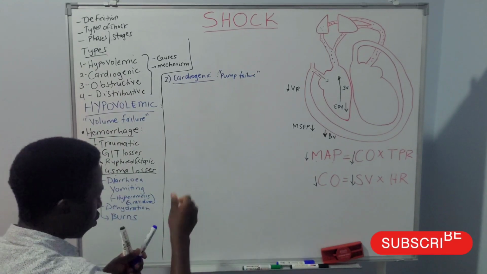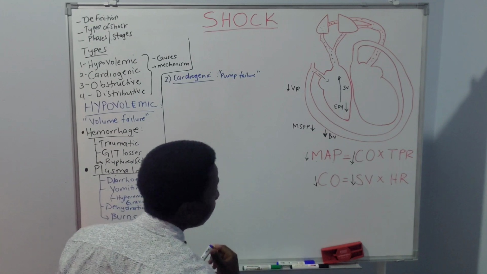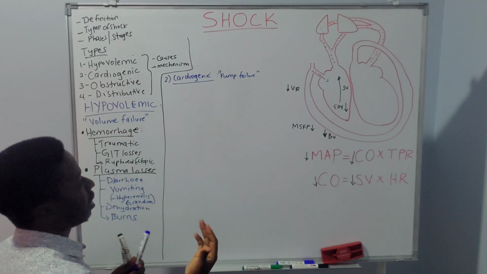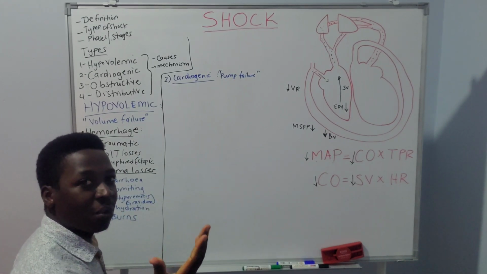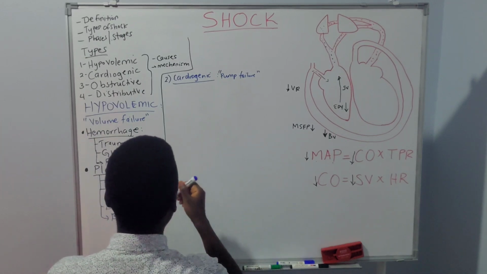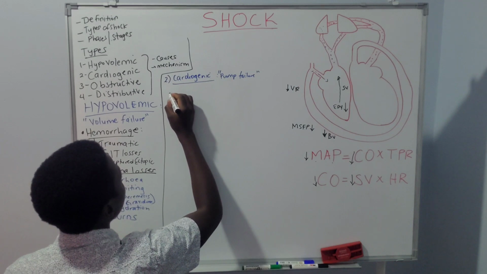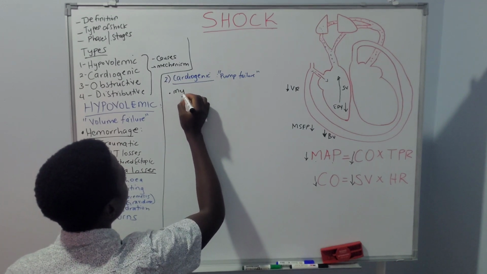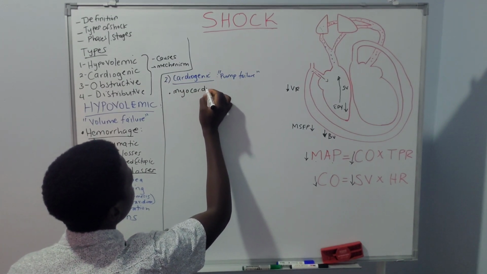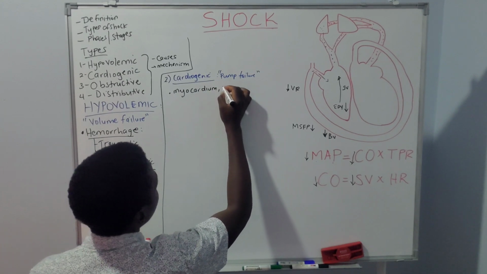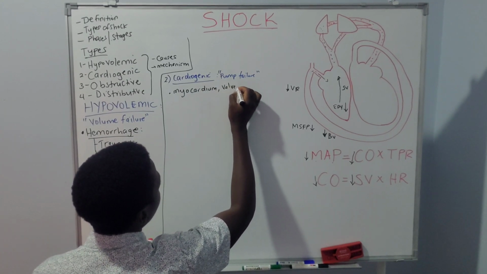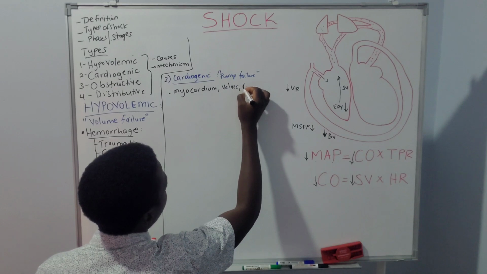So in cardiogenic shock, what's happening? The problem is in the heart, and there are different things that can make you have cardiogenic shock. This is the best approach I can give you. The heart is comprised of the myocardium. It has valves, and it also has the what? The conductive system.